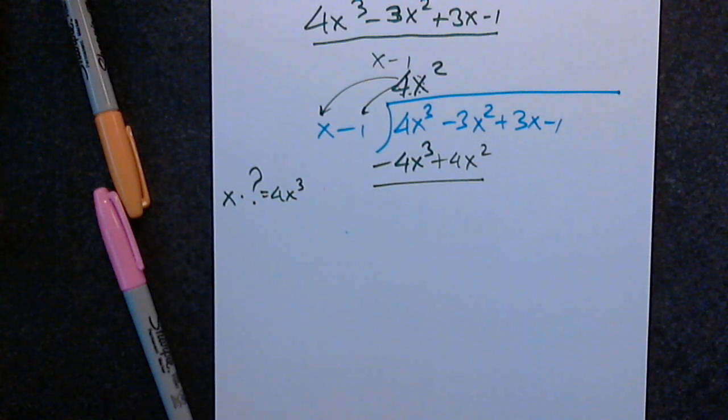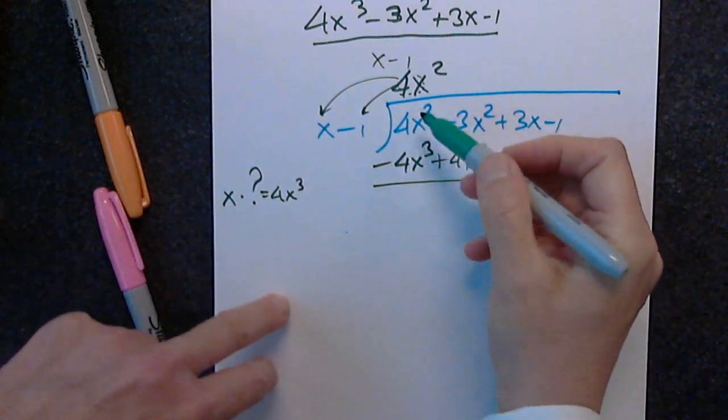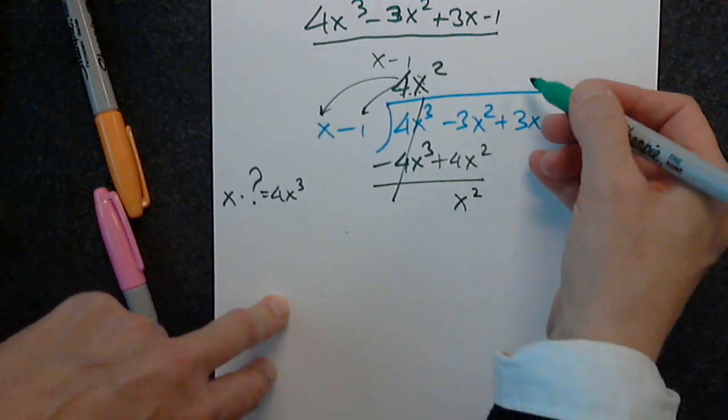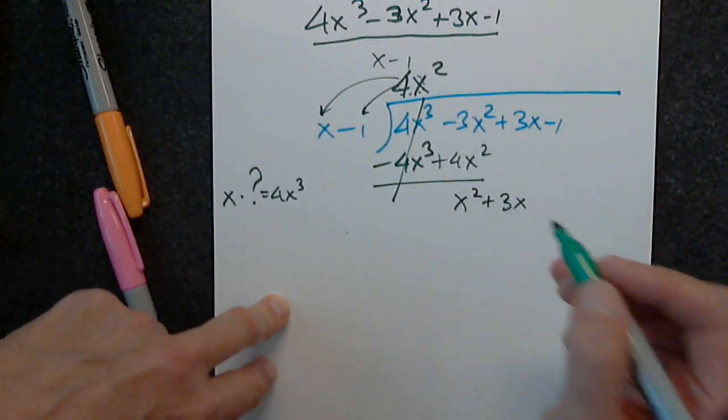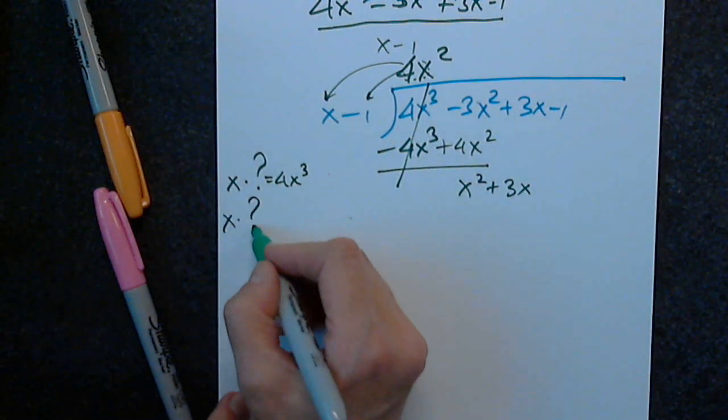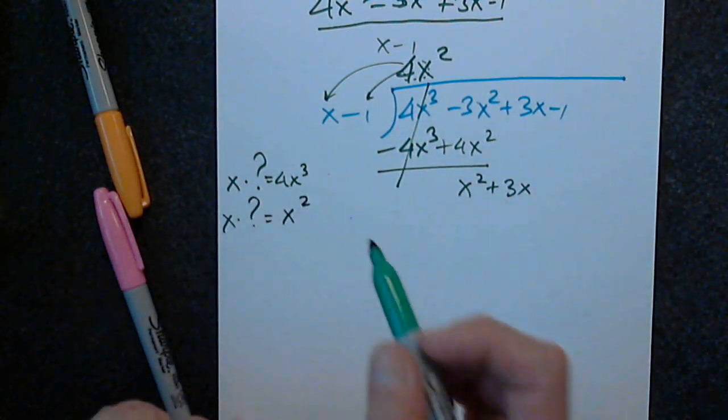Question so far? The first to go away, as expected. Perform the operations. I see, and I have an x squared. Bring down the next in line. And now here's my next question. X was multiplied by what to get x squared?